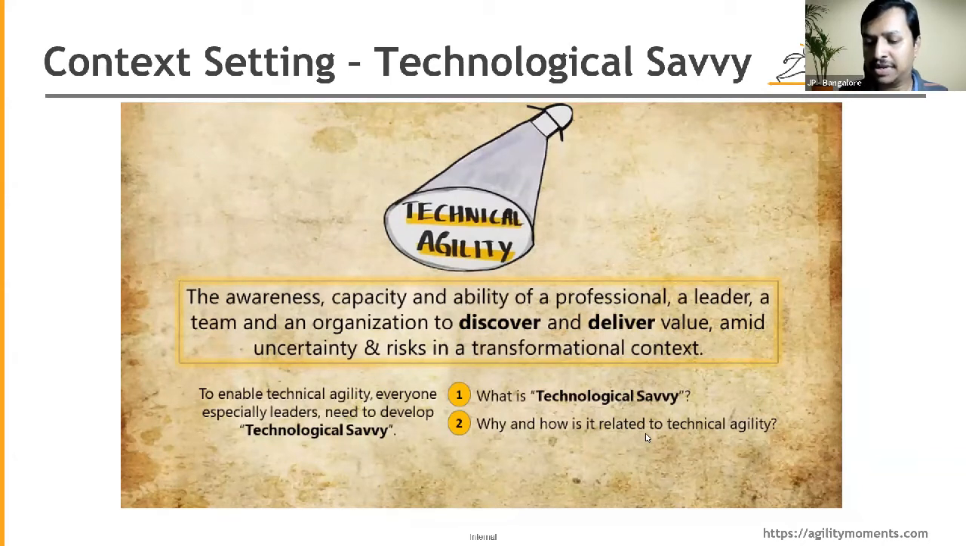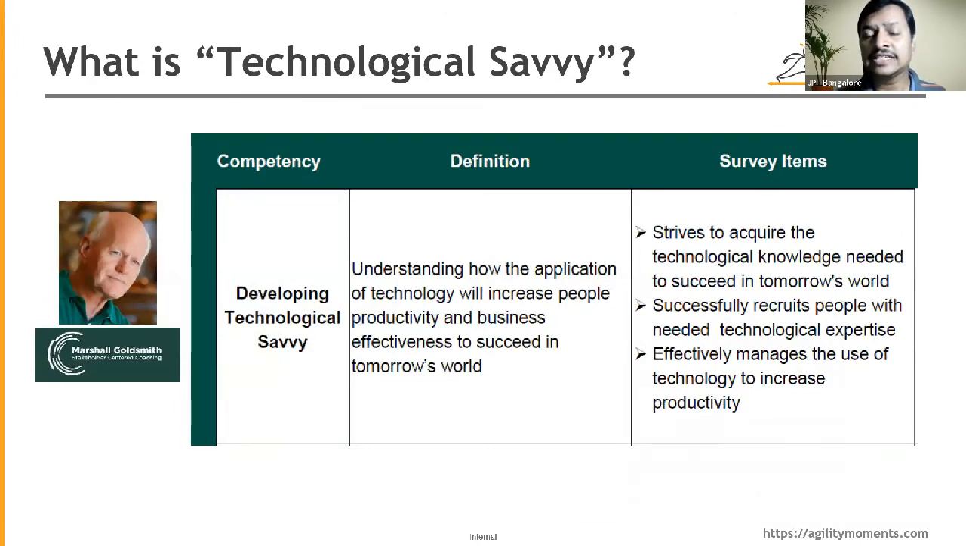Okay, so let me showcase a few more aspects about this. What is technological savvy? This comes from Marshall Goldsmith, who made a survey based on his team and his research, interviewing 30,000 plus leaders across the globe, across cultures. They shortlisted 15 modern leadership competencies which are needed for every leader and manager, right? One of them is developing technological savvy. As per Marshall Goldsmith, it means understanding how the application of technology will increase people productivity and business effectiveness to succeed in tomorrow's world.